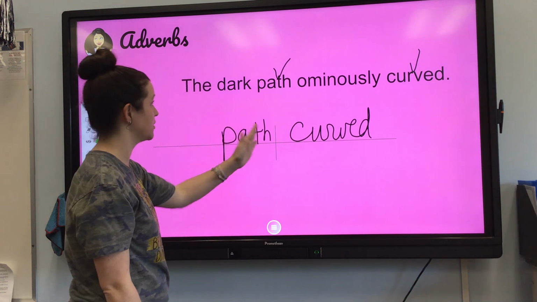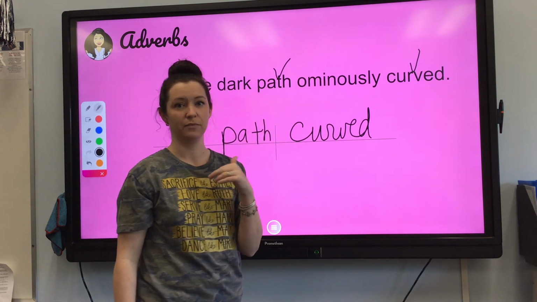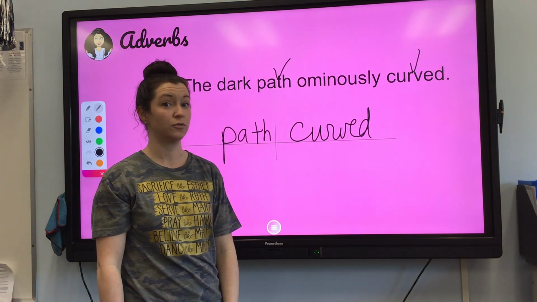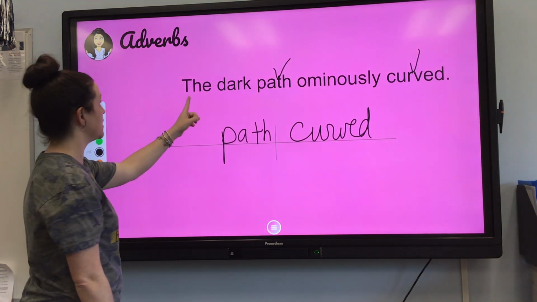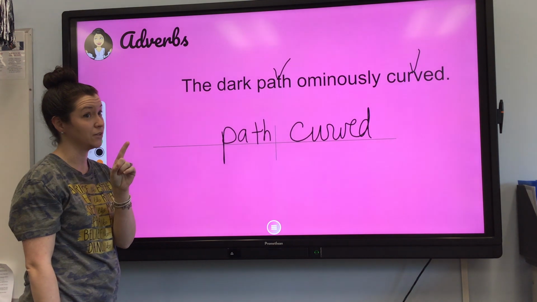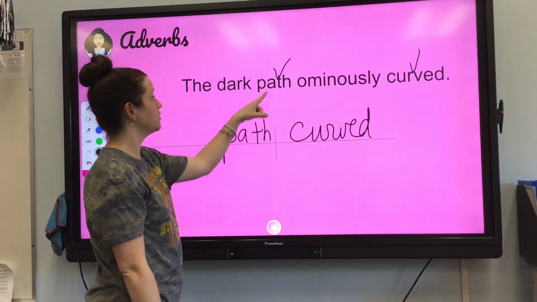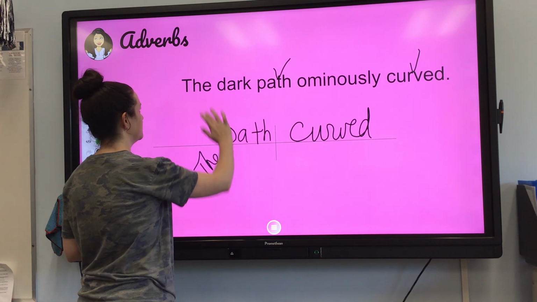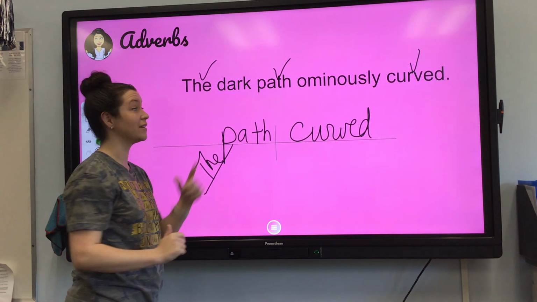Okay, so we're always going to start here, even though we skipped around. Now that we have the simple subject and simple predicate, we can go left to right. We've got the, that's an article adjective. And they get diagrammed underneath the word they're in front of. So which path? The path. And then what kind of path? It is a dark path.